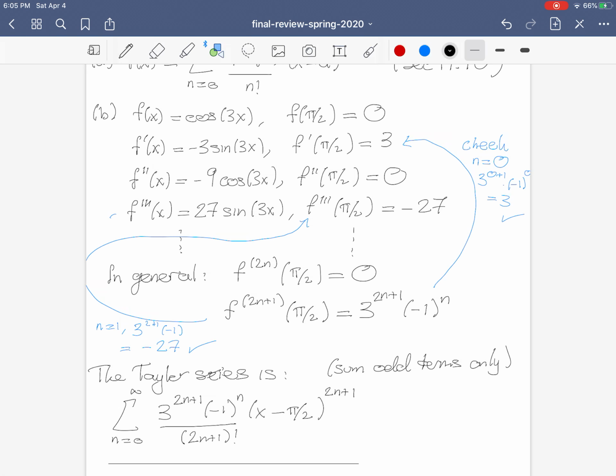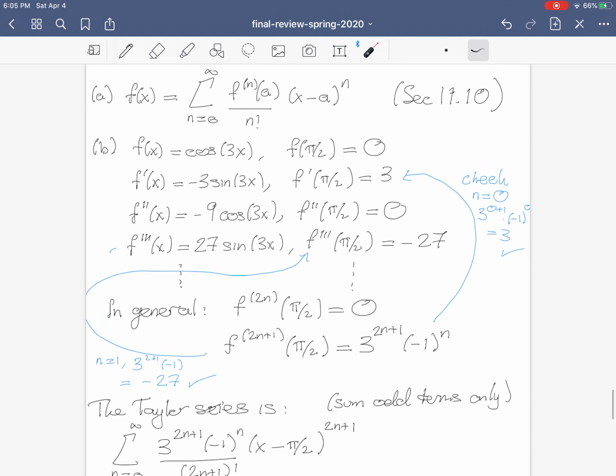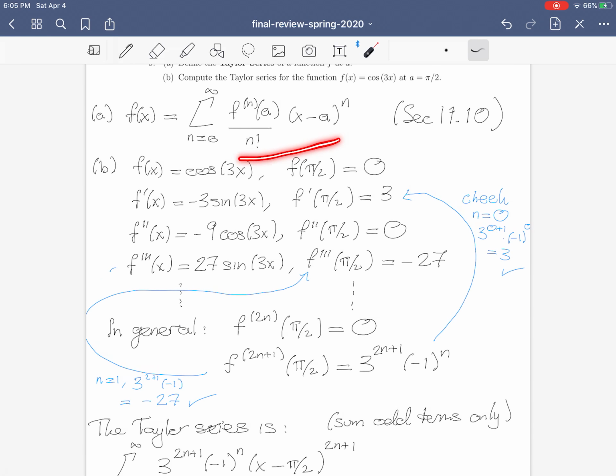So to take away from this question, if you're asked to calculate a Taylor series, you need to calculate the derivatives of your function, generally find some rule for your derivatives, such as this, and then it's just plugging that into the general formula for the Taylor series, which is given by this expression here.